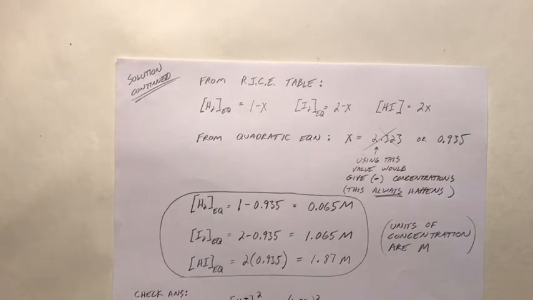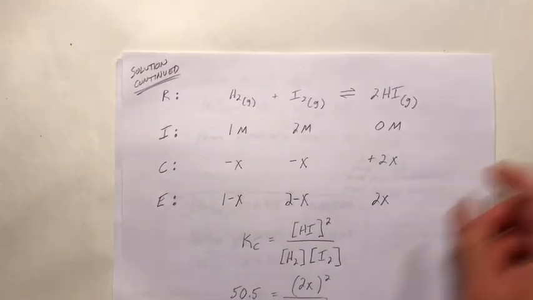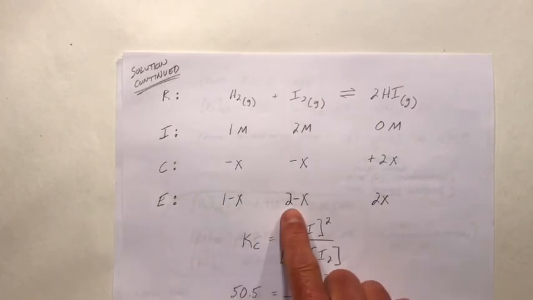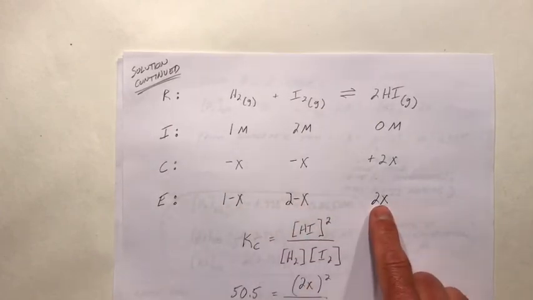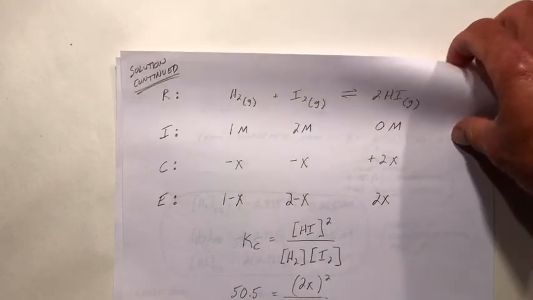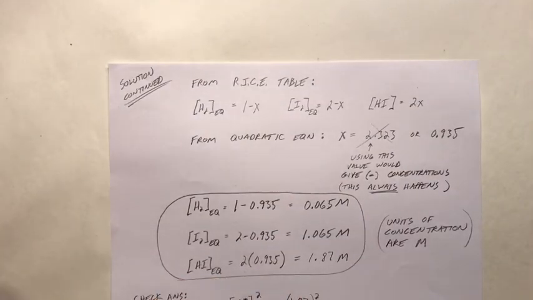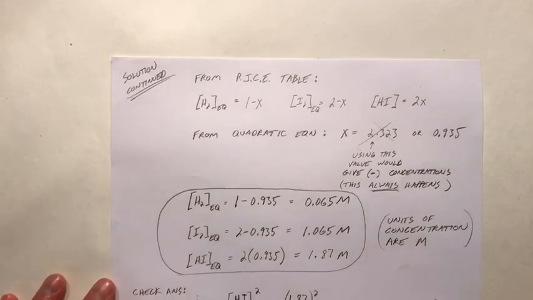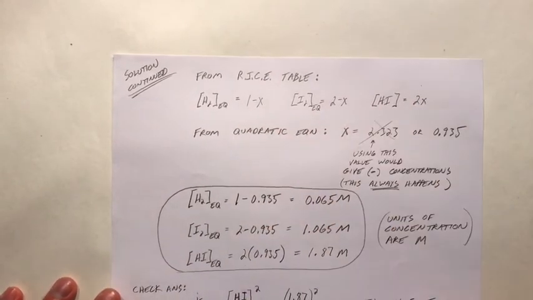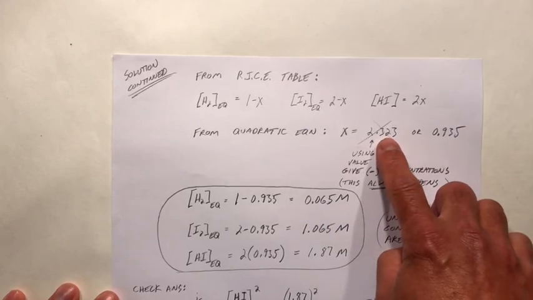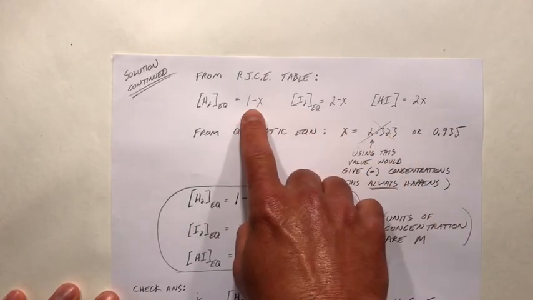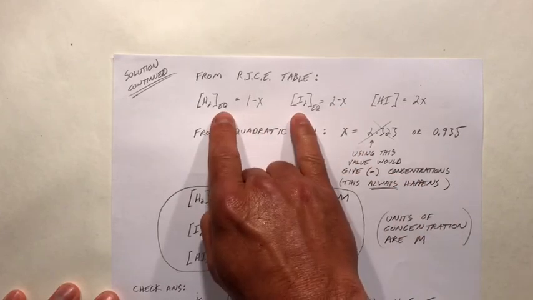So we know from the Rice table in this reaction the concentration at equilibrium of each one of the chemicals. Here's that Rice table again. We know this is the equilibrium concentration of H2, this is the equilibrium concentration of I2, this is the equilibrium concentration of 2HI. It's equal to 2x. So we know these values from the Rice table. If we plug in this number for that value or that value, we're going to get negative concentrations.